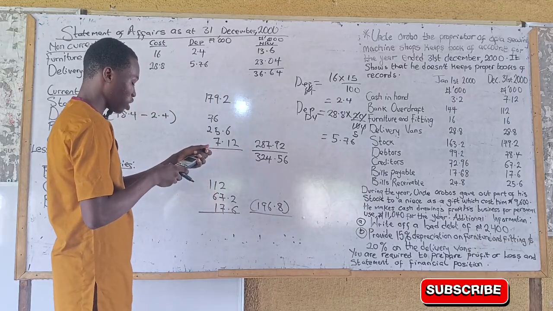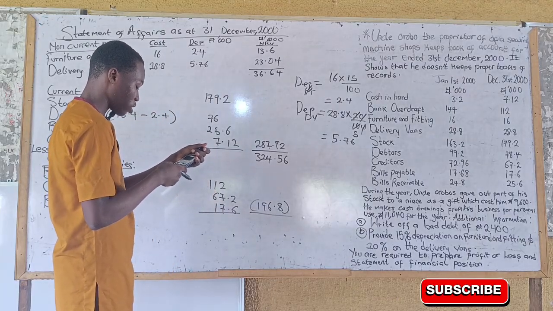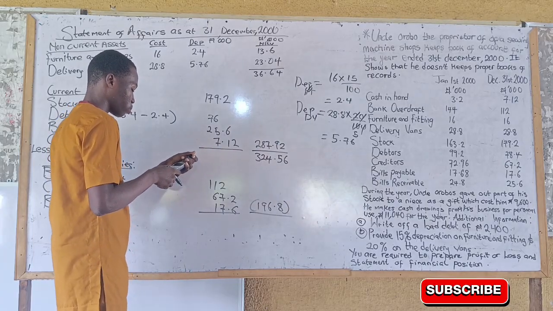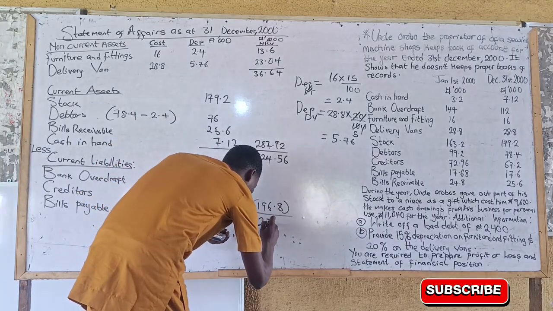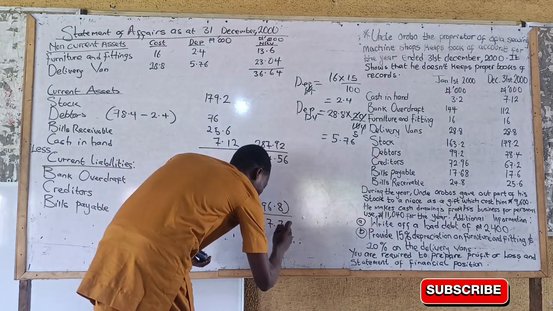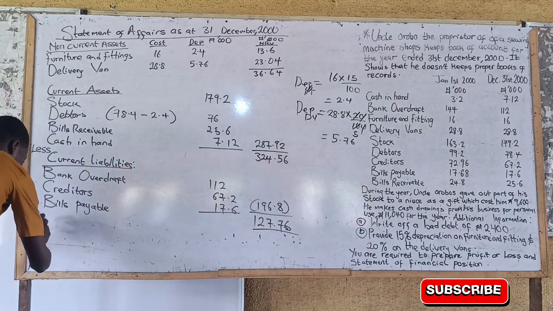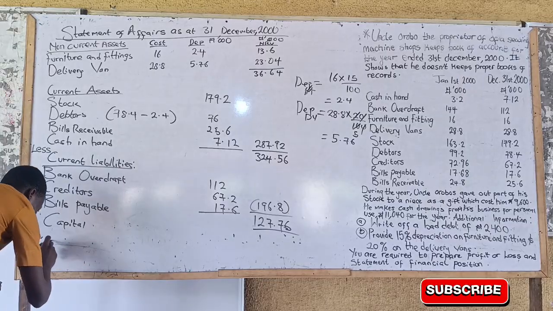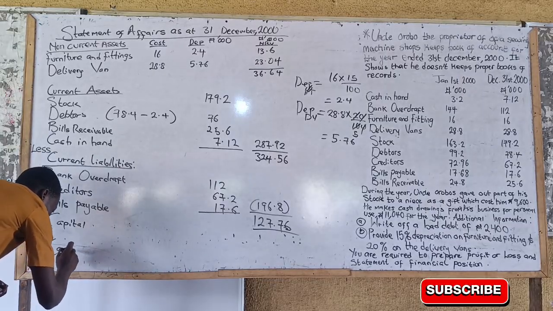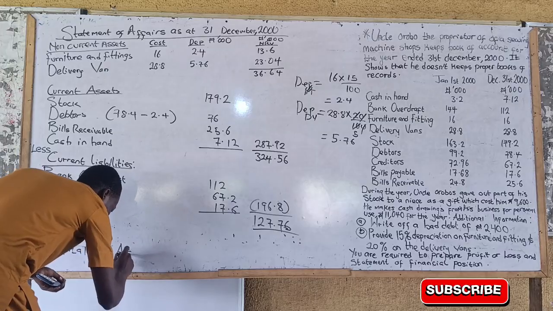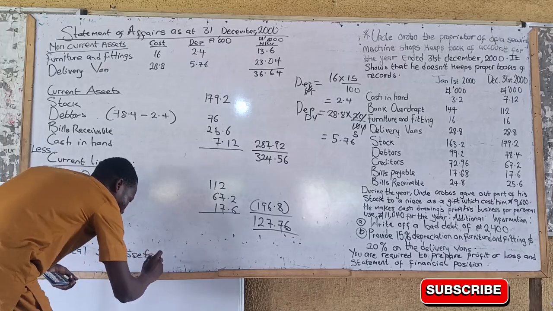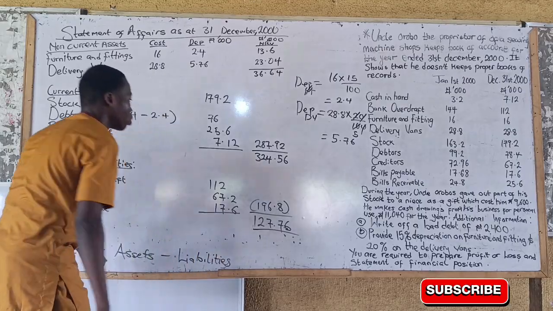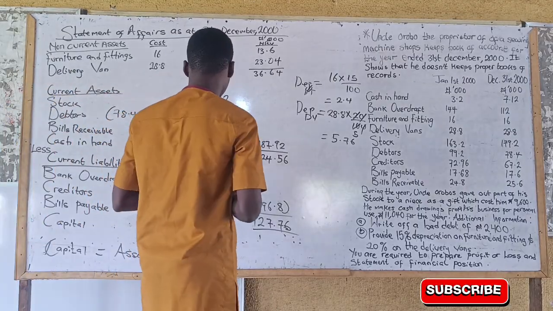And we are going to deduct it from 324.56 minus 196.8. That's 127.76. So this is the capital. And don't forget, as I said the other time, capital is equal to assets minus liabilities. So I've gotten the closing capital.